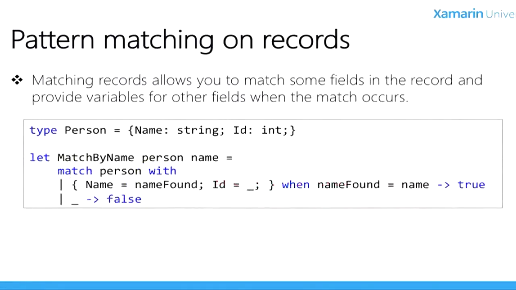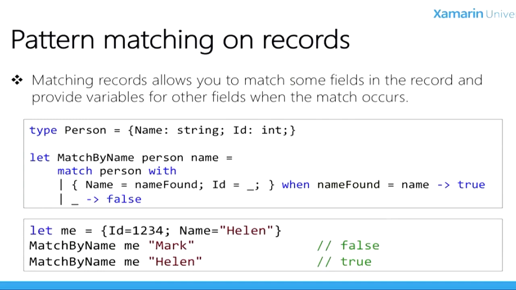Finally, we can match on records, and here we define a new record for a person and then provide a function which takes a person and a string name to match against. And when the name is matched, regardless of ID, which is using a wildcard match in this case, we return true. Otherwise, we're returning false. And you'll notice that we use a pattern guard here in the form of the when condition in order to match against the name placeholder from the comparison. And when we use this, we can pass in the defined person and a string and get back either true or false.